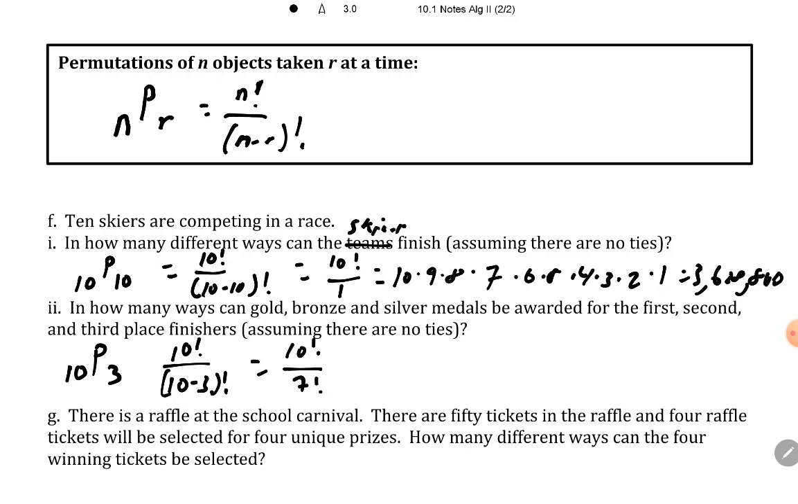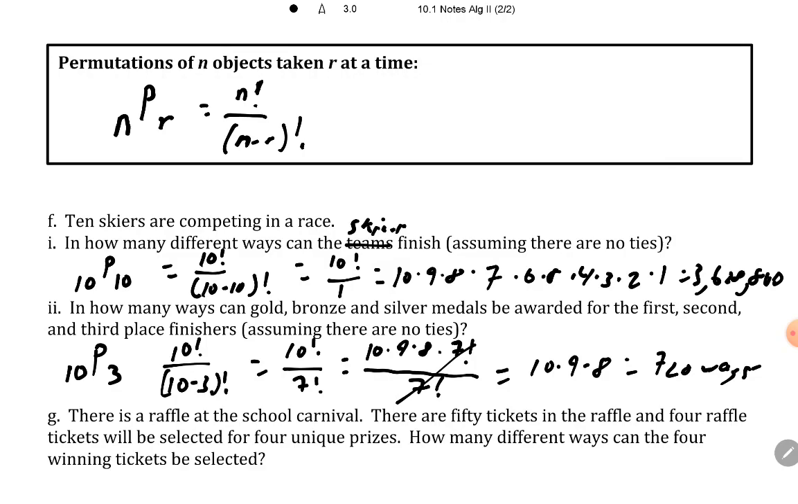So what do we do here? Remember, 10 factorial is 10 times 9 times 8 times 7 times 6 times 5 times 4 times 3 times 2 times 1. We can change it into 10 times 9 times 8 times 7 factorial, and then on the bottom we have 7 factorial. Those will cancel, and we're left with 10 times 9 times 8, which is 720 ways you can arrange 10 participants in first, second, and third.